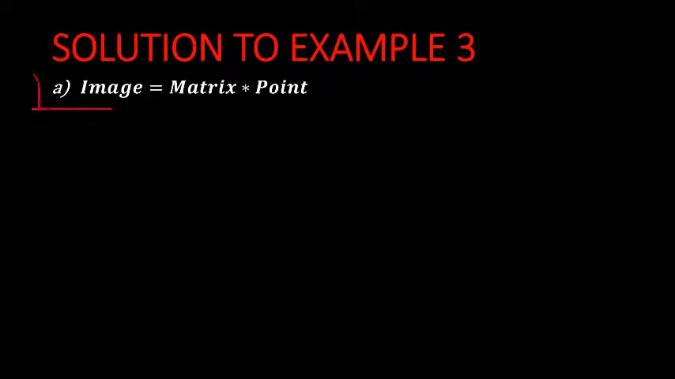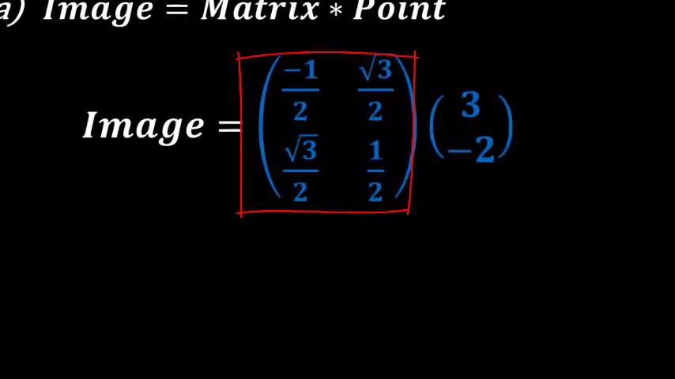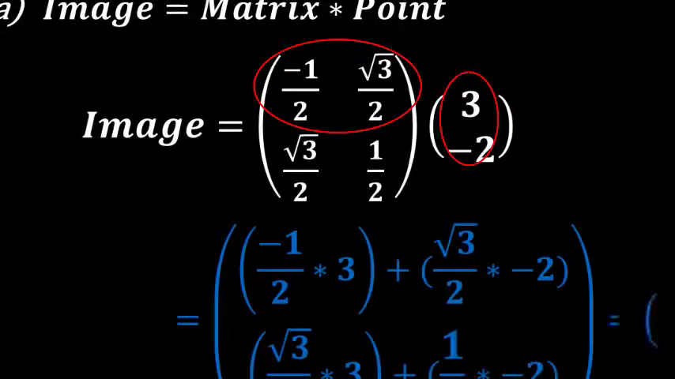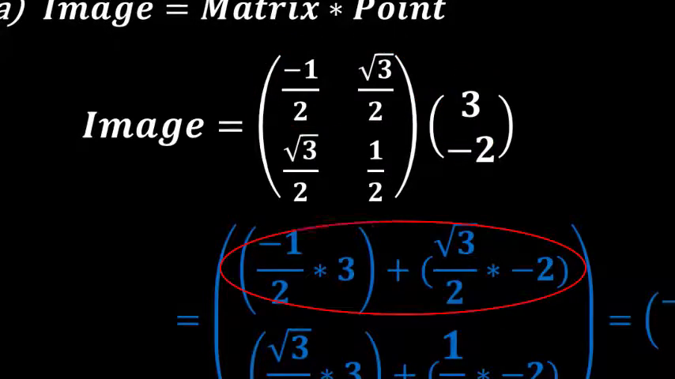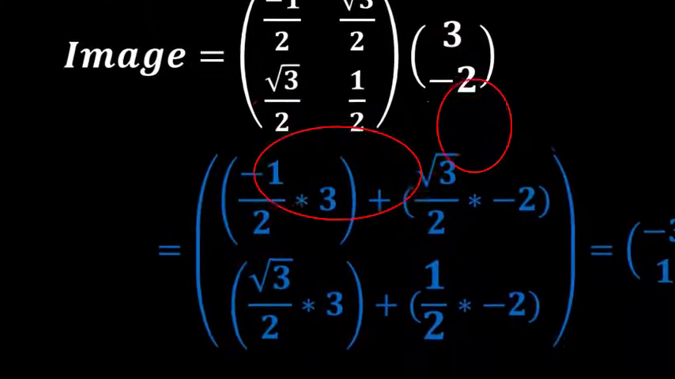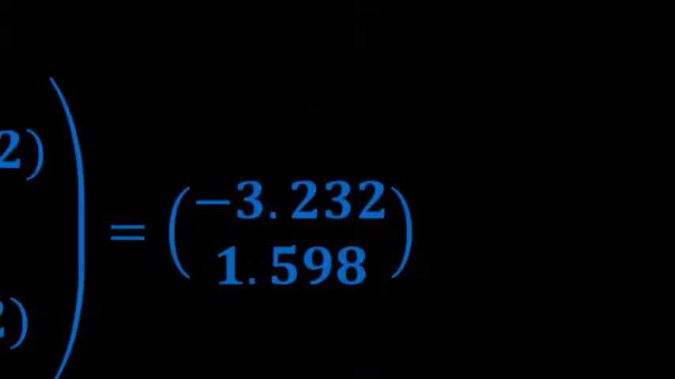Now that we have our matrix, we use the formula image equal to matrix times point. And our image equal to the matrix we had, negative half, root 3 over 2, root 3 over 2, half times the point given in the question, which is 3, negative 2. From our multiplication, we use row by column. So first row by the only column of the point, so negative half times 3 plus root 3 over 2 times negative 2. The second row by the only column, root 3 over 2 times 3 plus half times negative 2.